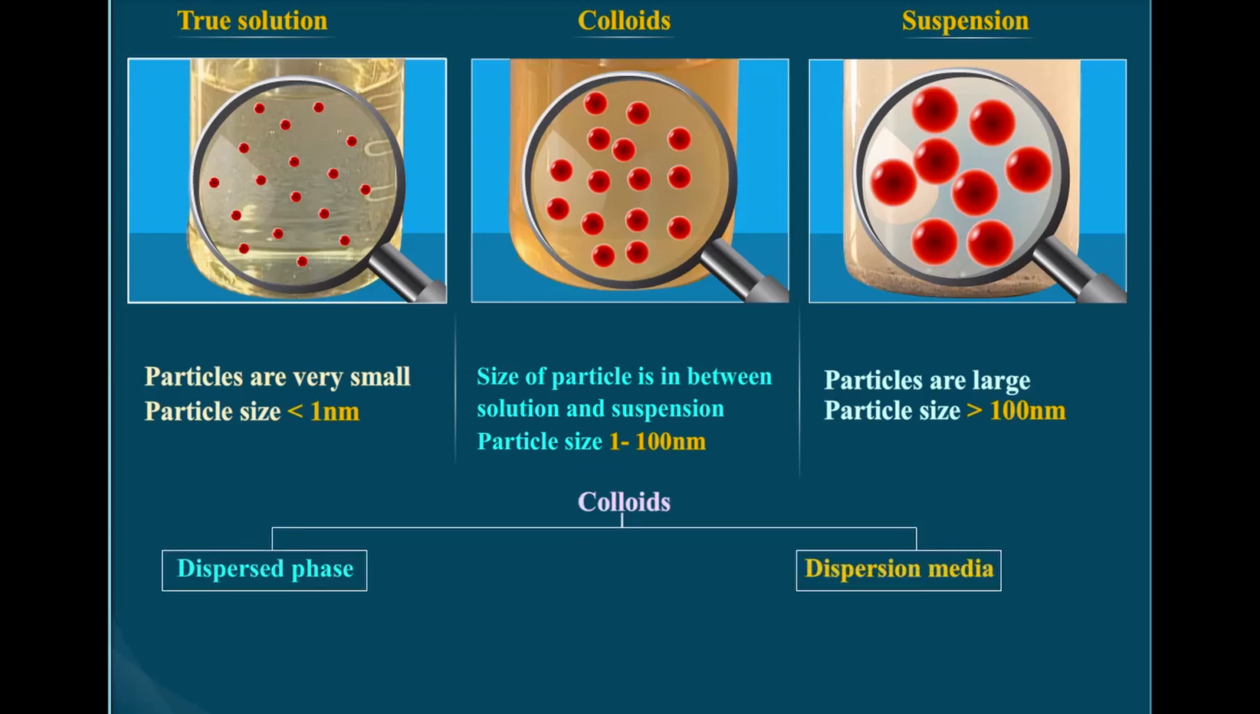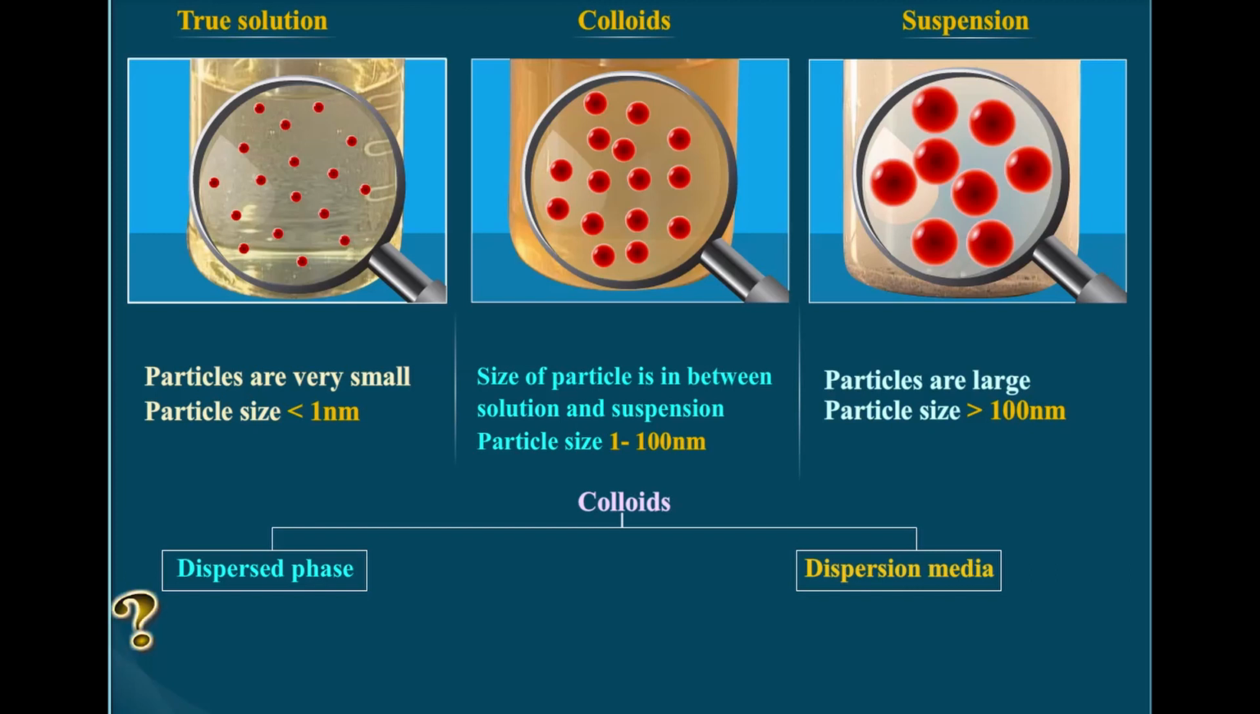Now, in colloids, just like in solutions, there are two components, solute and solvent. While in colloids, the components' names are different, that is, they are called the dispersed phase and the dispersion medium. A colloid is a heterogeneous system in which one substance is dispersed as very fine particles, called the dispersed phase, in another substance called the dispersion medium.